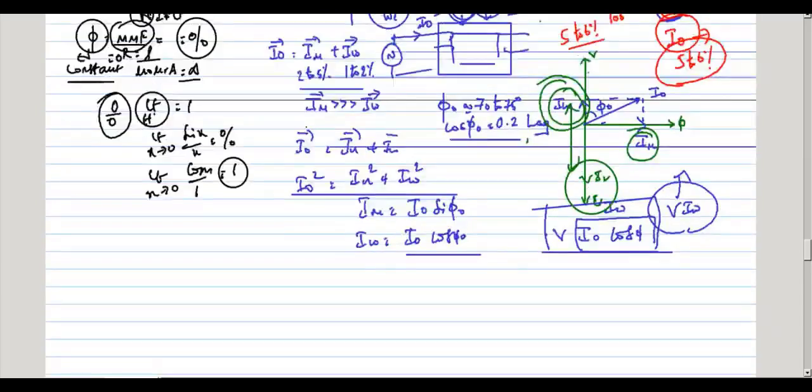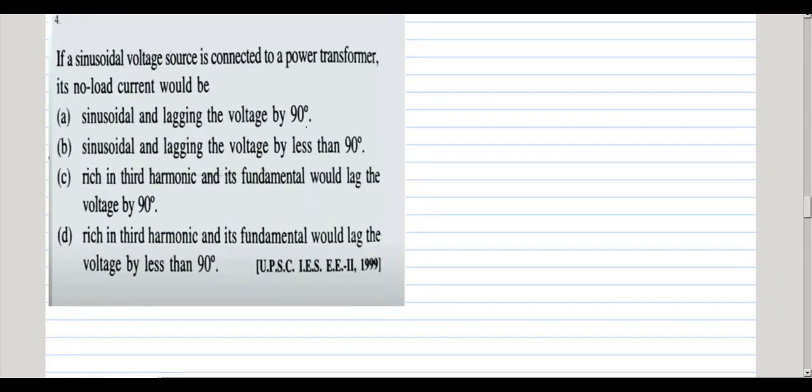Okay, next question. If a sinusoidal voltage source is connected to the power transformer, its no load current... If you look at the phasor diagram, this is the flux, this is the voltage. The magnetizing component is very large compared to the iron loss component. This is I0, so the no load current lags the supply voltage by 90 minus the loss angle, which is less than 90.